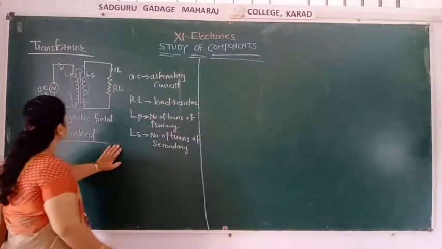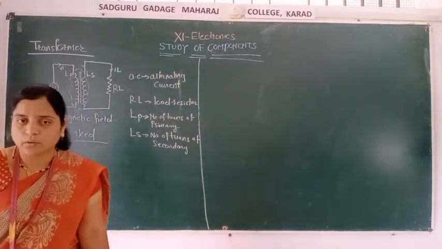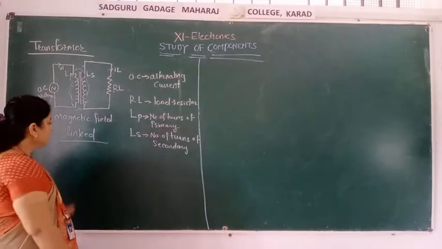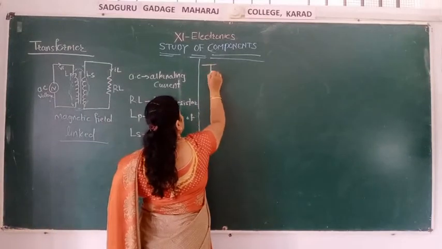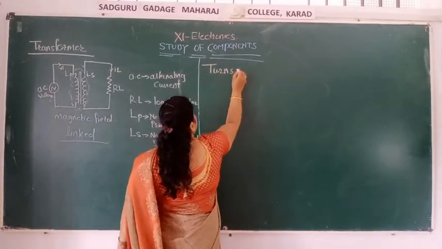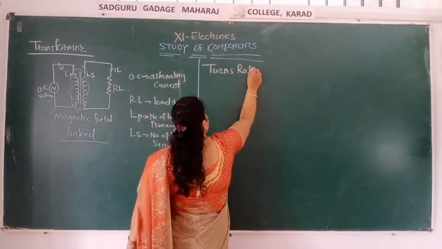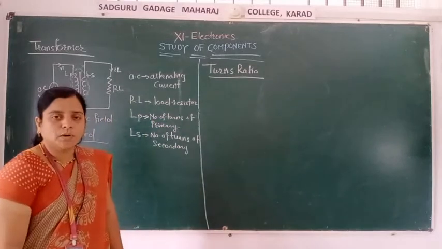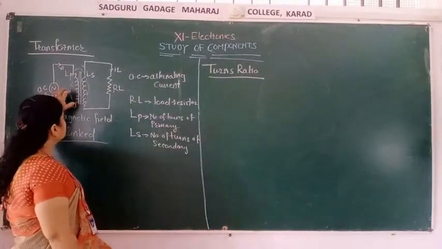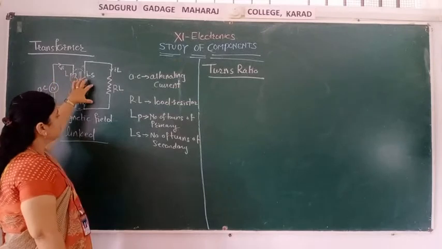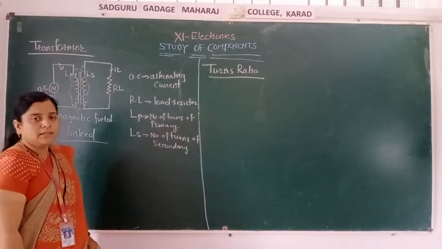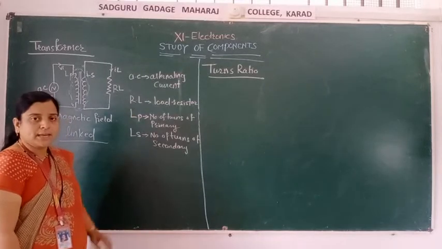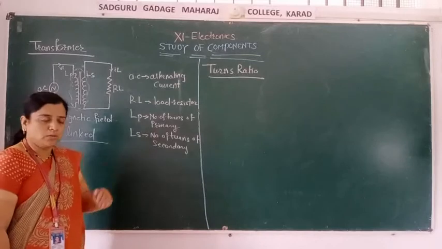So this is about the transformer. Okay, all of you understand what a transformer means? Then the next part is turns ratio of the transformer. Turns ratio means whatever the number of turns of the primary and the number of turns of the secondary is, that is called the turns ratio. Before going to turns ratio, we will see the step up transformer and step down transformer.